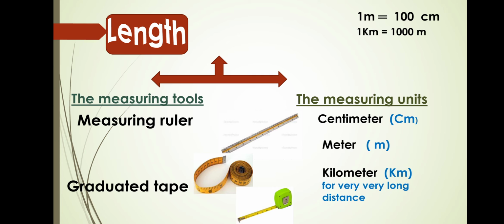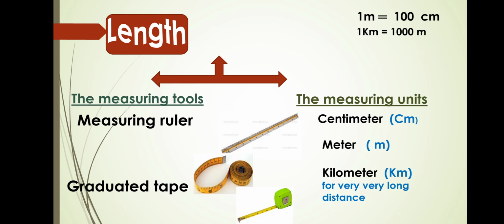And what is the unit? It will be meter and kilometer. So when can I use the measuring ruler or a graduated tape? Measuring ruler, we can use it to measure short lengths, so the unit can be centimeter. While graduated tape, we can use to measure a long length. For example, if I want to measure your science booklet, you can use a graduated tape or ruler.